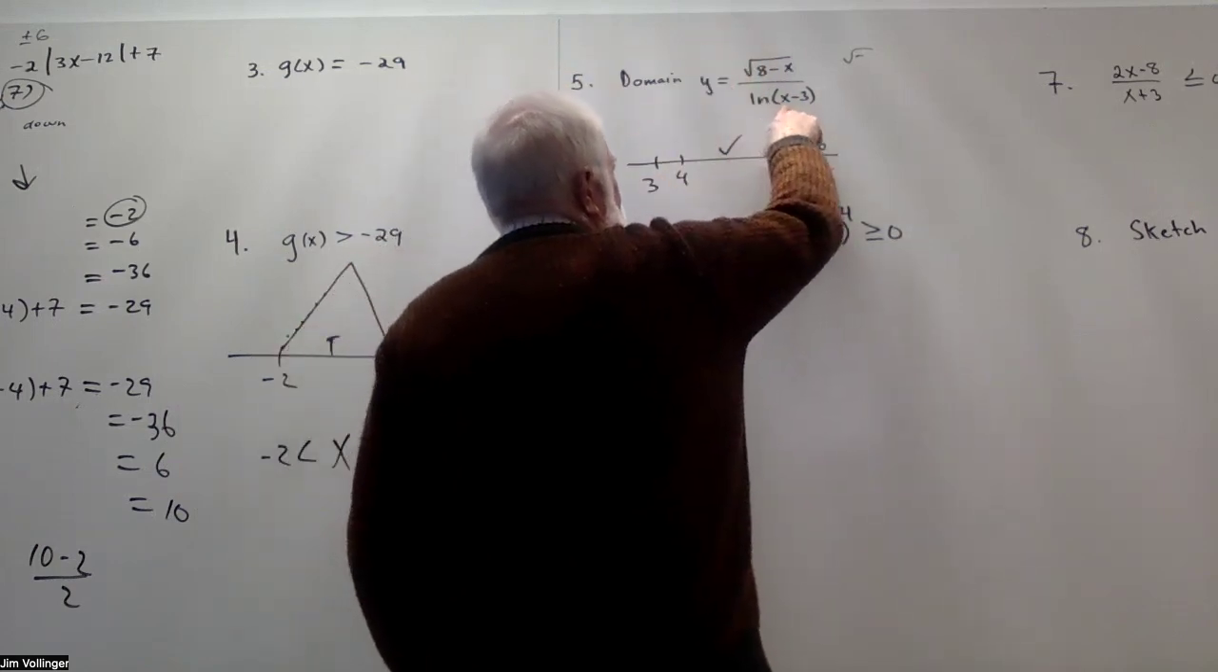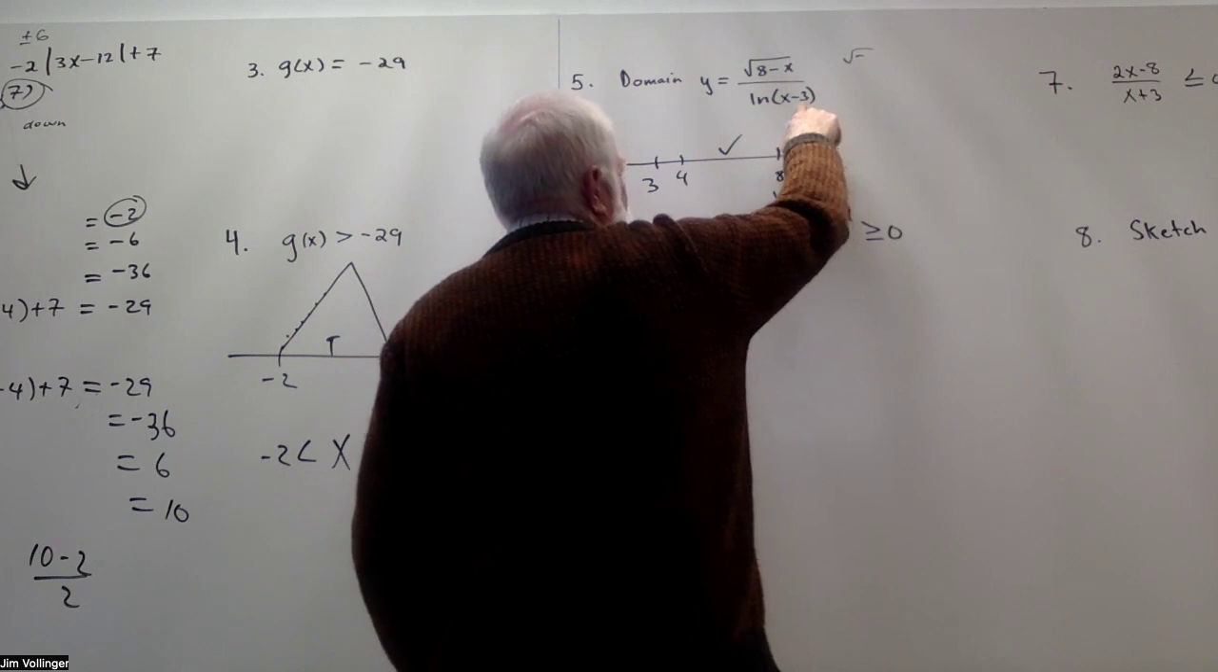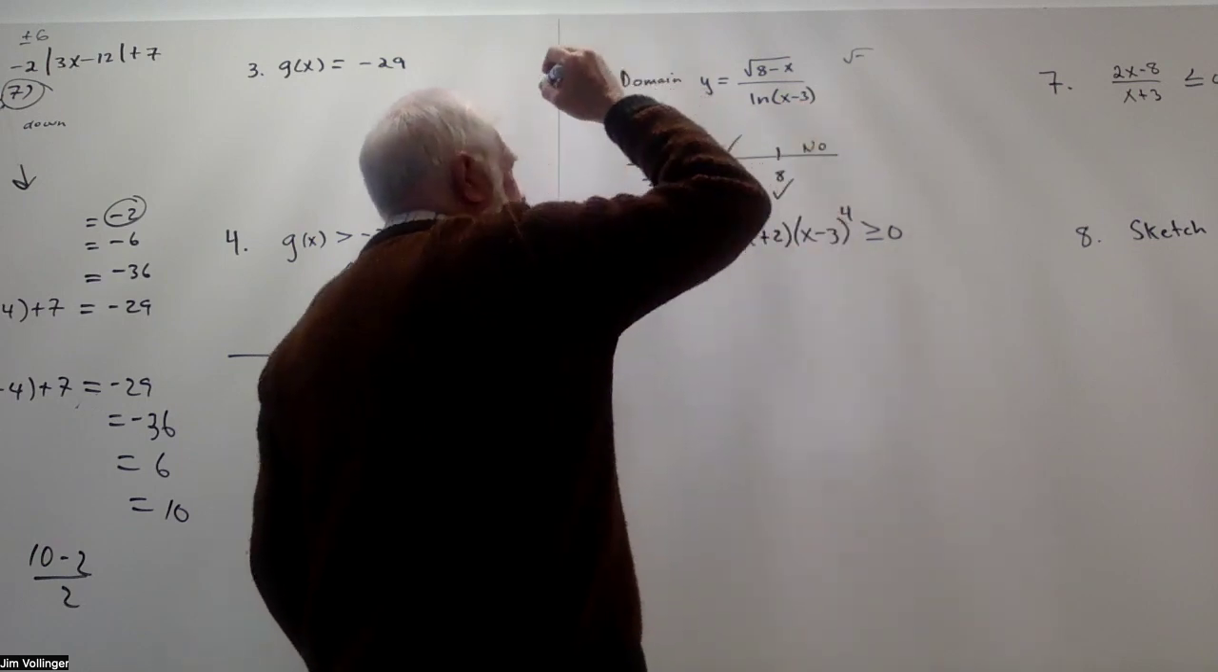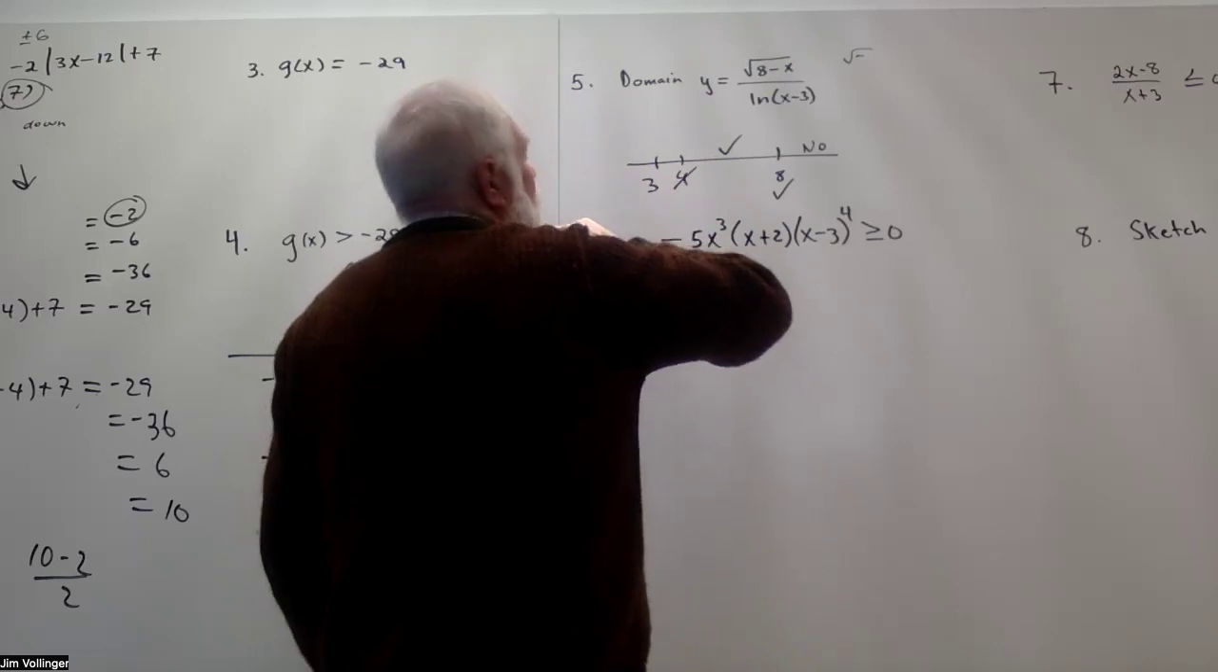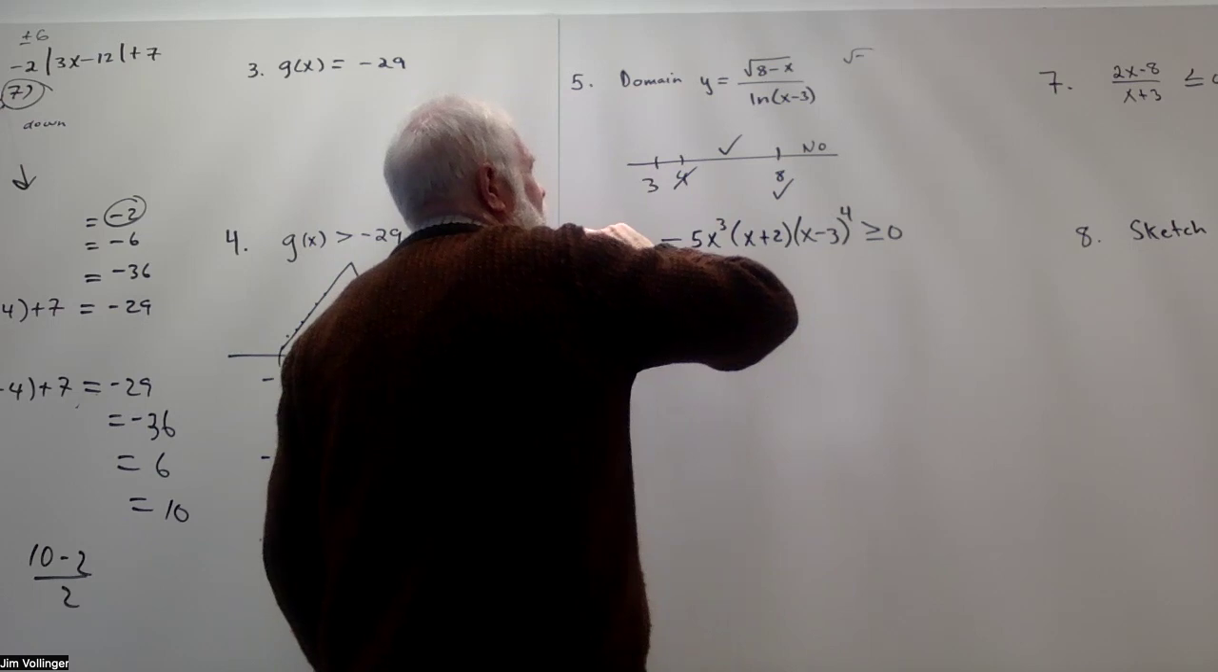Can I use the number 4? 4 minus 3 is 1. The Ln of 1 is 0. Can I divide by 0? Heck no. Can I use numbers between 3 and 4, like the number 2? Oh, that's not between. 3.5 is what I'm going to say.